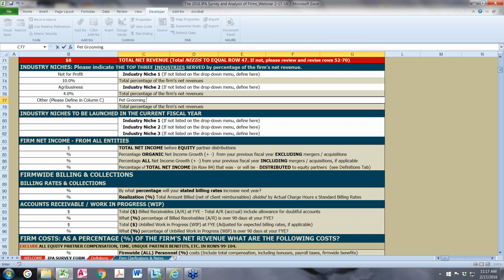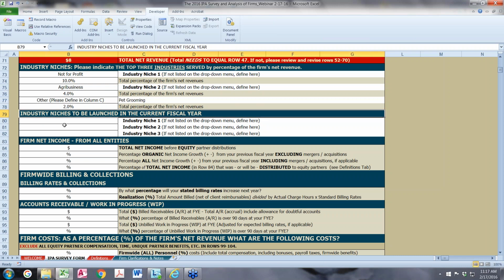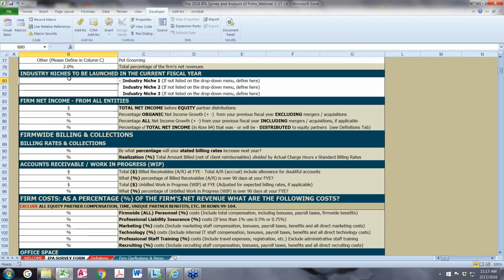Rows 74, 76, and 78, please indicate the percentage of the total net revenue of the firm that niche provides. Rows 80 to 82, any new niche practice areas that you're looking to launch in the current fiscal year should be added on these rows, row 80 through 82.